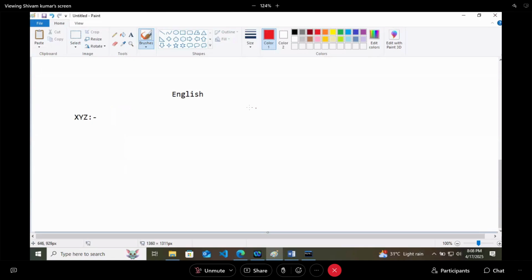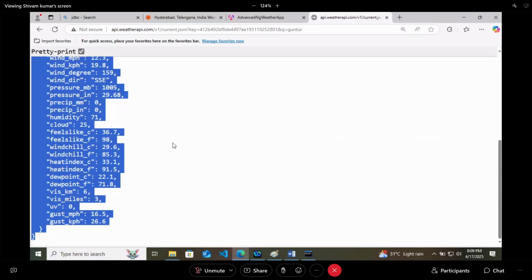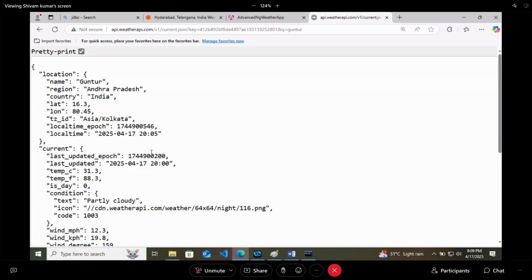Generally, API data comes in two formats: JSON or XML. XML is already outdated, we don't use it. JSON format we use. JSON stands for JavaScript Object Notation. JavaScript Object Notation. So data comes in two formats, JSON and XML. This particular format is called JSON format. You can request this data in XML also.